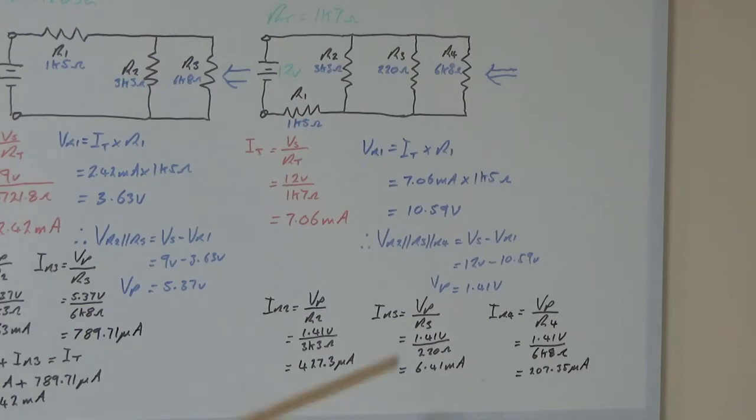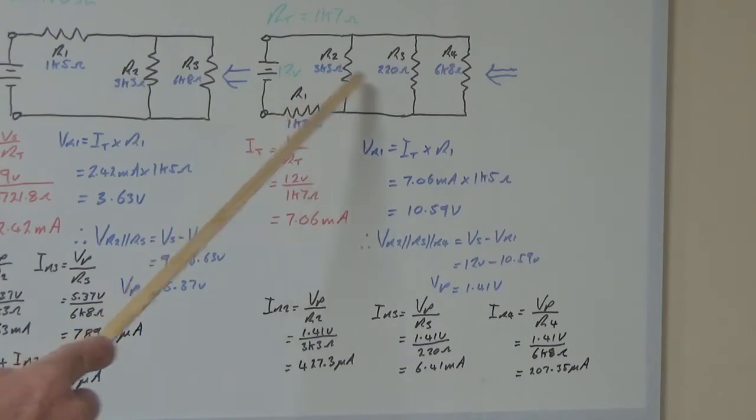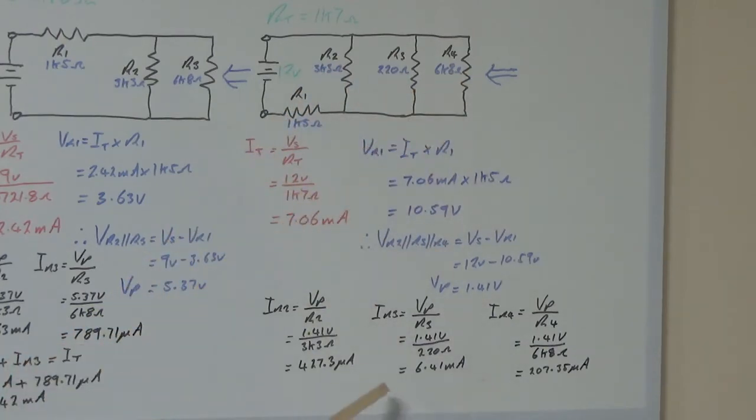The interesting thing here, because we've got a much lower resistor than these two, you can see here that the majority of current is passing through the 220 ohm resistor, and you can see here that the R2 value would be higher in current than the R4 value because of the high resistance in this area.